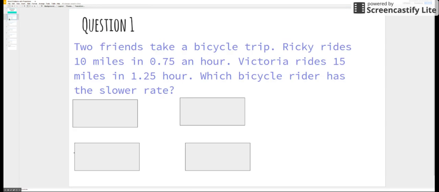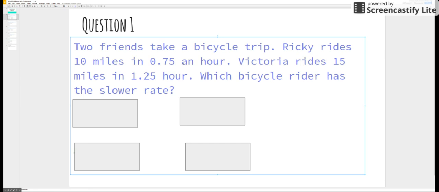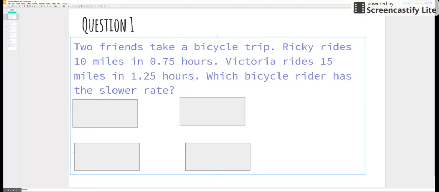Question 1. Two friends take a bicycle trip. Ricky rides 10 miles in 0.75 of an hour. So in other words, 0.75 hours. Victoria rides 15 miles in 1.25 hours. Which bicycle rider has the slower rate?